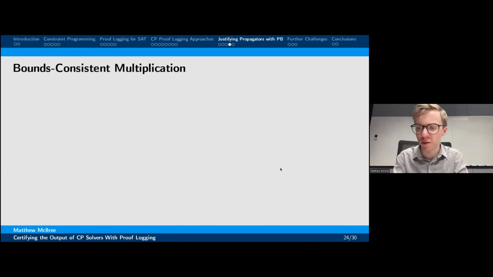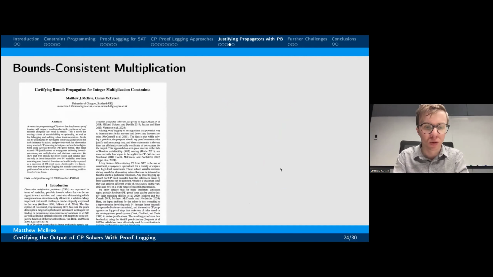The final kind of paper that I've worked on that's worth talking about is proof logging for bounds consistent multiplication, which was just this year. I presented this. And this paper is kind of an interesting one because it's maybe the first one that starts to verge on demonstrating that pseudo-Boolean justifications have some limitations when it comes to CP. But it kind of depends on your point of view.